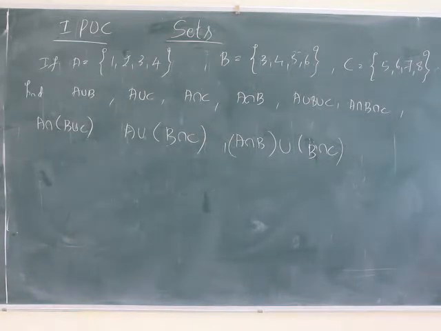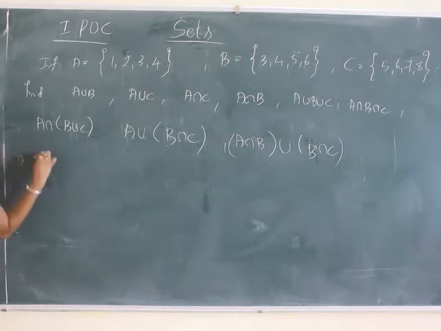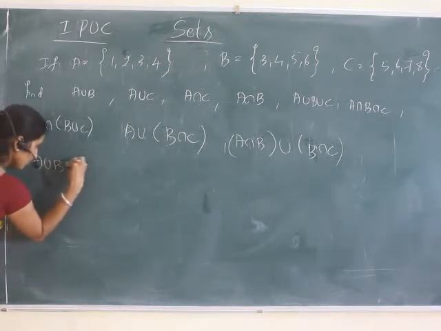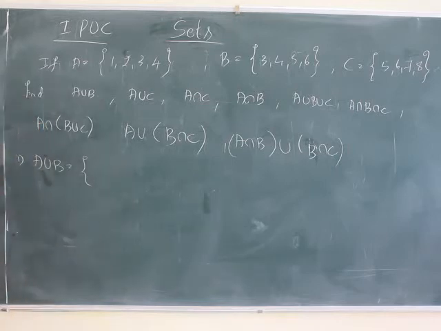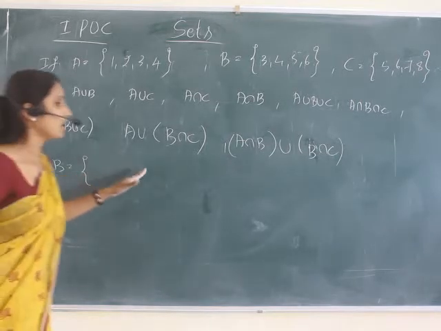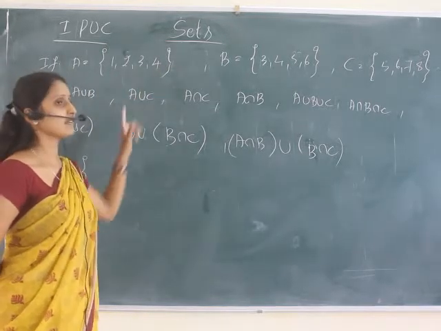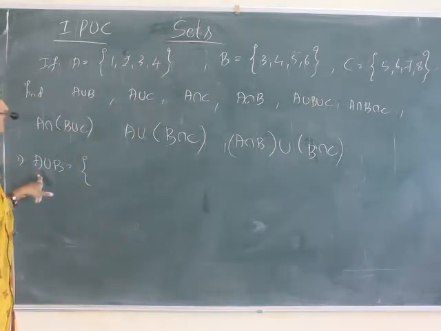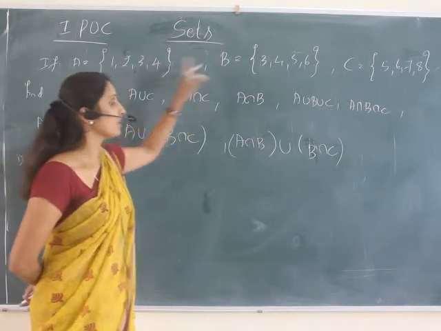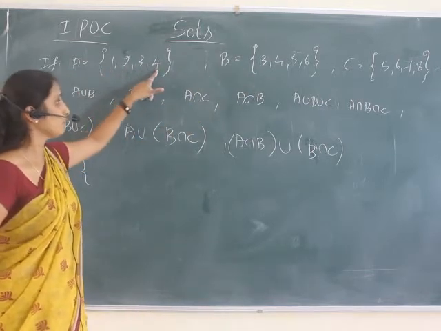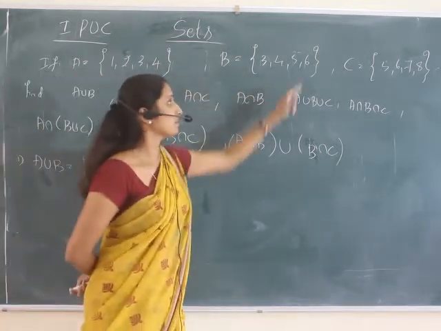The first one is A union B. What is A union B? Now I won't write all the sets, 1 2 3 4 union 3 4 5 6. I'll just look at these sets and calculate. So what is A union B? That means we are writing A and B together. So 1 2 3 4. So 3 4 already written, means remaining 5 6.